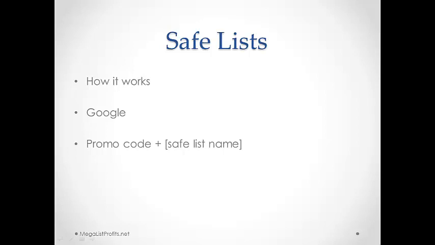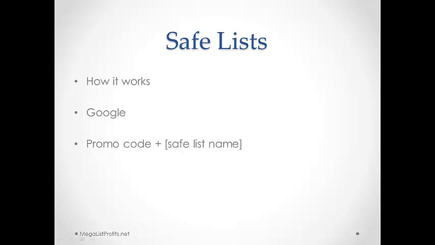Kind of a cool little way to use safe lists is if you go to Google and you type in the words promo code plus the name of the safe list. A lot of times you can find promotional codes for safe list websites where you'll insert the promo code and you get like 500 free credits or something. So it's kind of a cool way to get a nice little boost, so to speak, and get some extra subscribers without having to go through the tedious aspect. So that's safe lists in a nutshell.